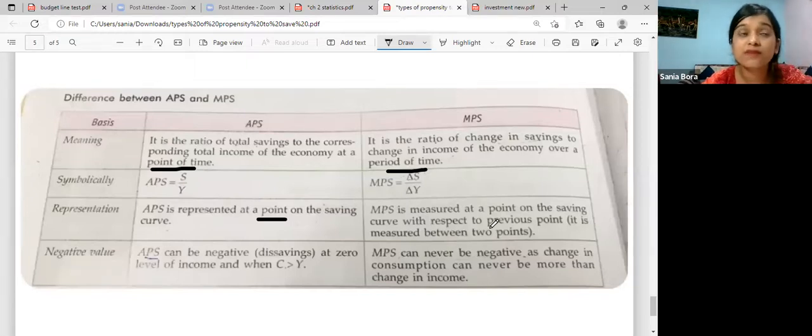For MPS, you need the previous point itself. Then only you can find the change. And once you got the change, then only you can find this MPS. Remember one thing, APS can be negative when there are the savings at zero level of income, or when your consumption is more than your income. At that moment, your APS can be negative, but MPS can never be negative, as the change in consumption can never be more than the change in income.